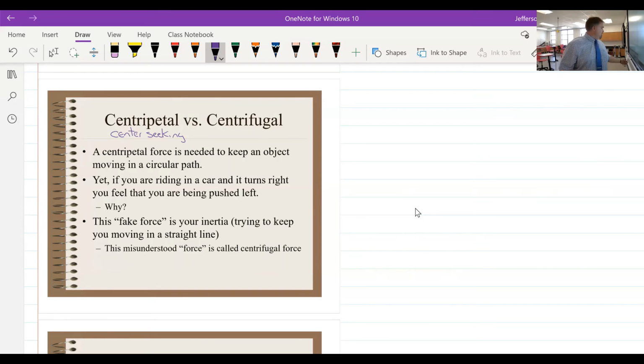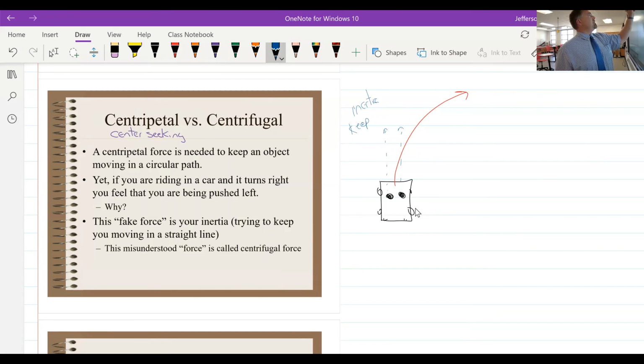It is your inertia. Because, if I just draw a real quick picture of a car here, I'm going to do a really poor job, but you get the idea. There's my car. There's its wheels. So if this is you, and there's somebody else, I apologize, drawing is not a good thing. But let's say I'm turning to the right like this. Your inertia, and I'll put this in blue, wants you to keep going straight.